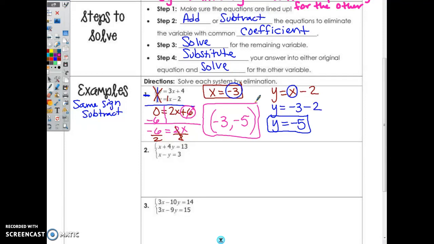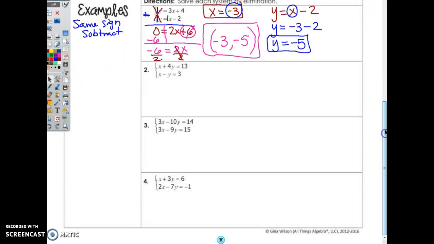Let's do problem number 2. Which ones can I eliminate? The x's or the y's? The x's, because they're the same. Am I going to add or subtract them? Subtract them. Okay? So x minus x cancels out, right?